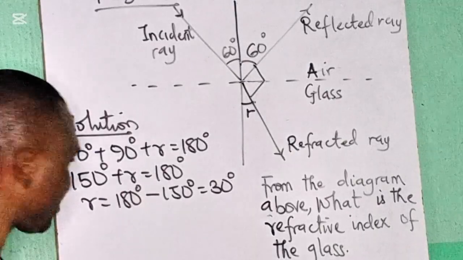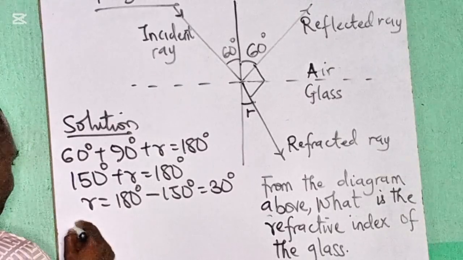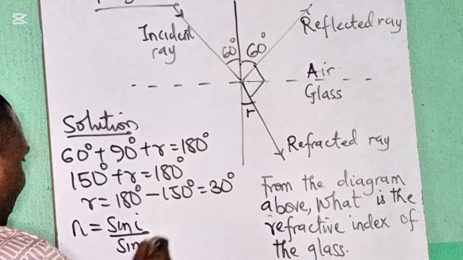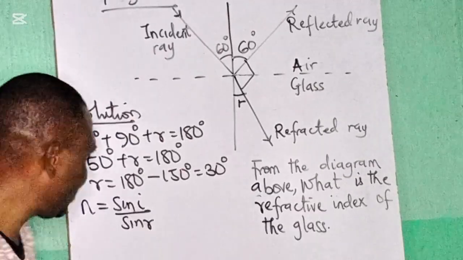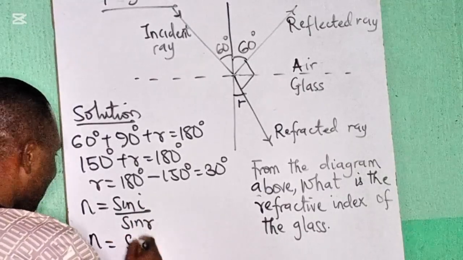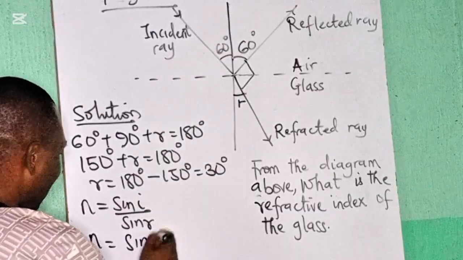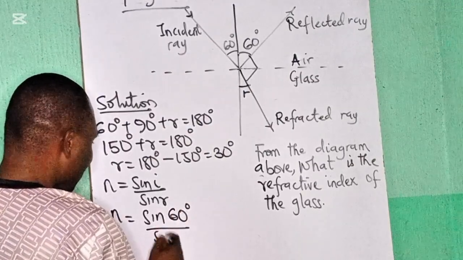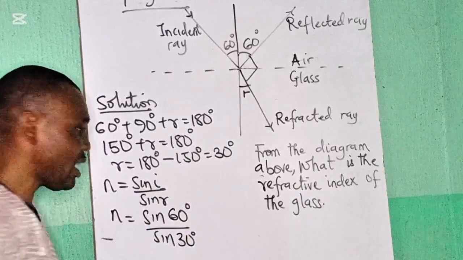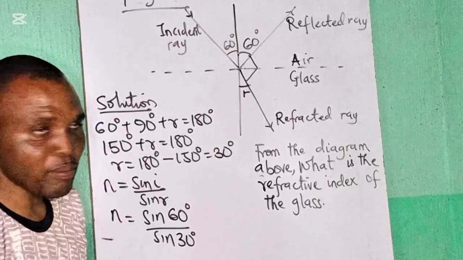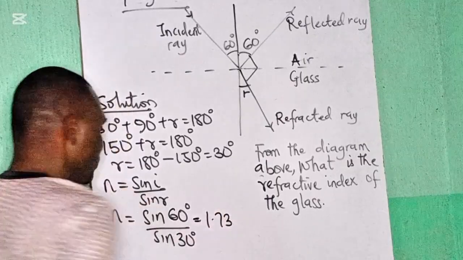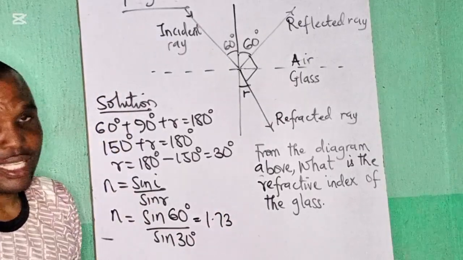Now, how do we get the refractive index? We are aware that refractive index is equal to sine I over sine R. That's Snell's law. So our refractive index n equals sine I, where I is 60 degrees, over sine R, where R is 30 degrees. If you divide sine 60 degrees by sine 30 degrees, you get 1.73. So our refractive index is 1.73.